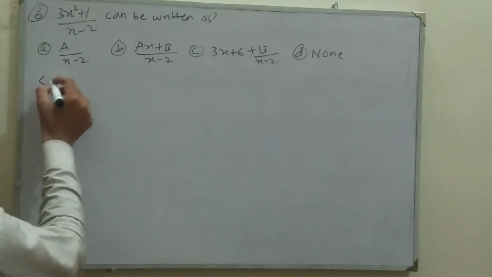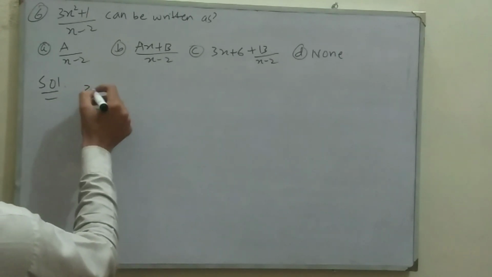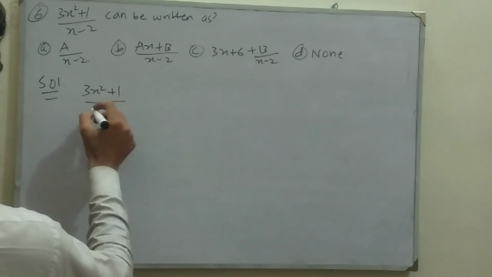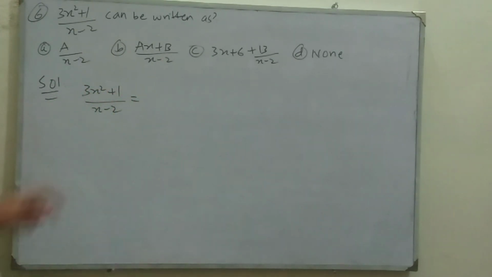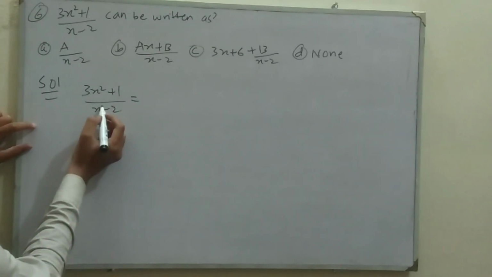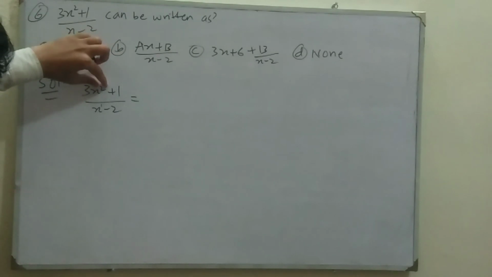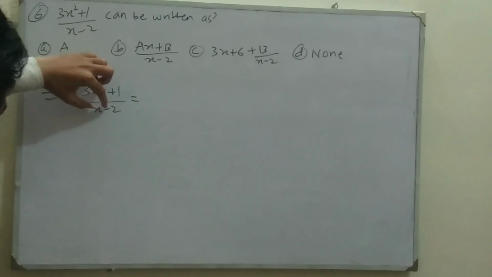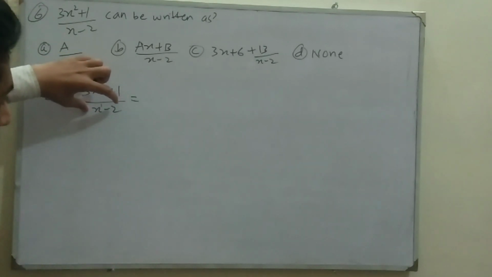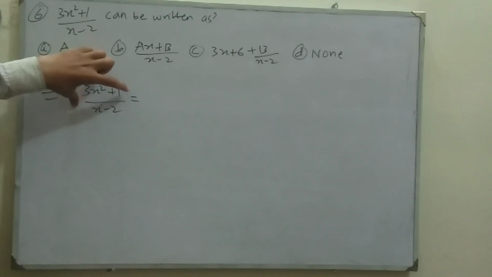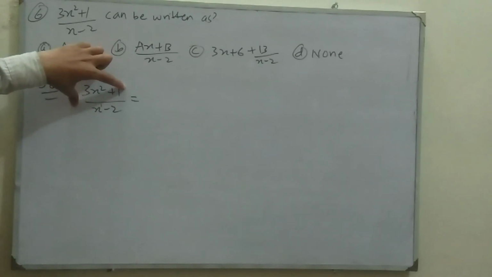So solution, taking the given fraction (3x squared plus 1) divided by (x minus 2). Here if we look, the highest power of the variable in the denominator is 1 and in the numerator is 2. So the power in the numerator is greater than the power of the denominator. It means that this fraction is improper and we cannot resolve it directly into partial fractions. First we divide this fraction.